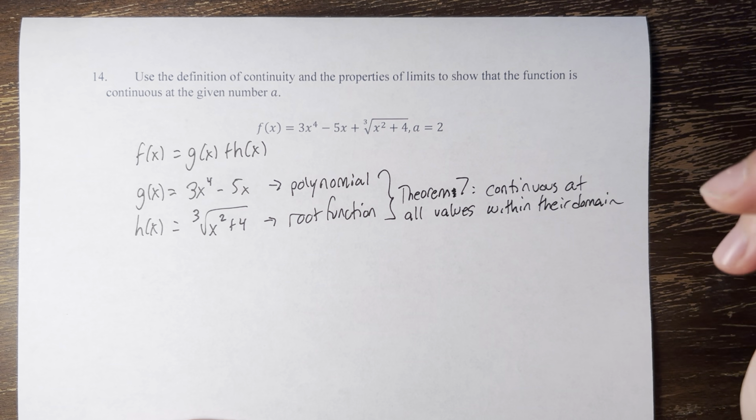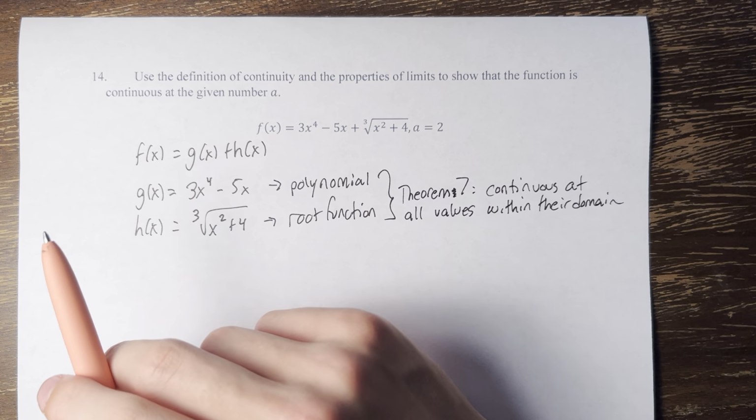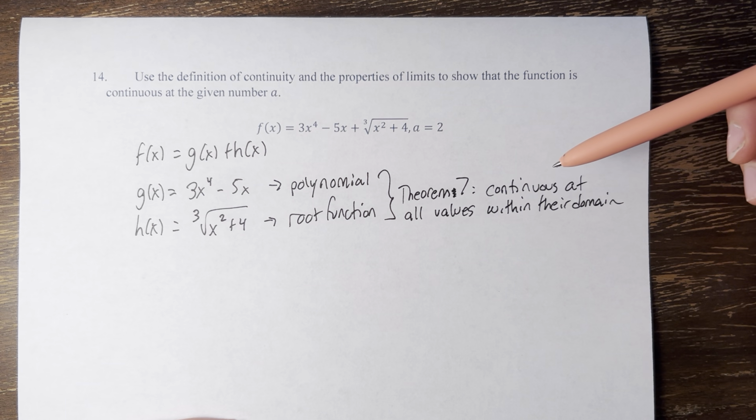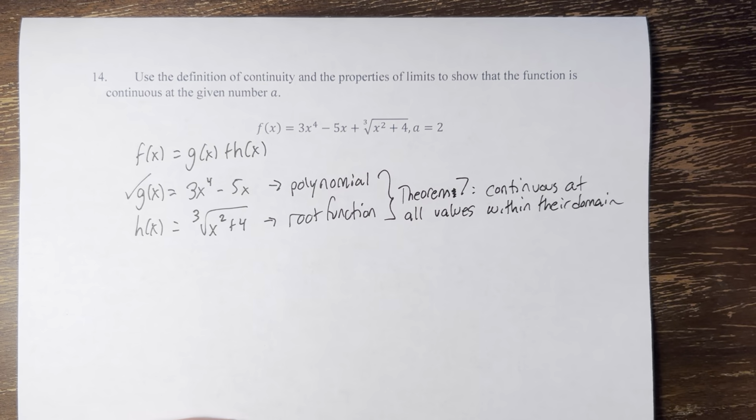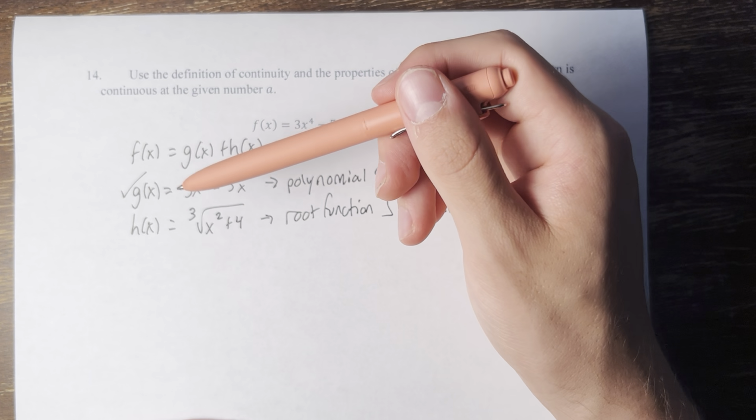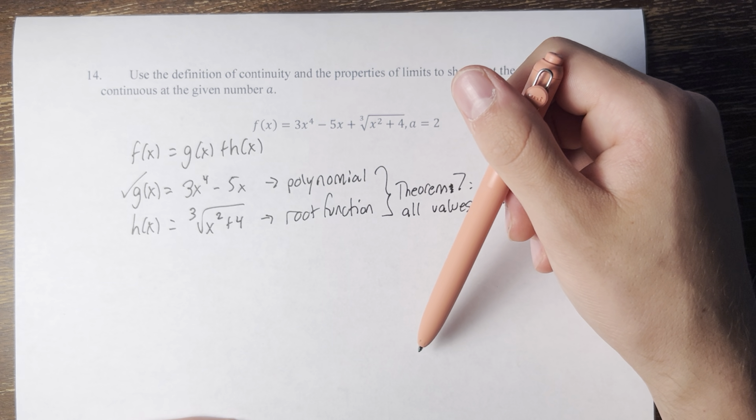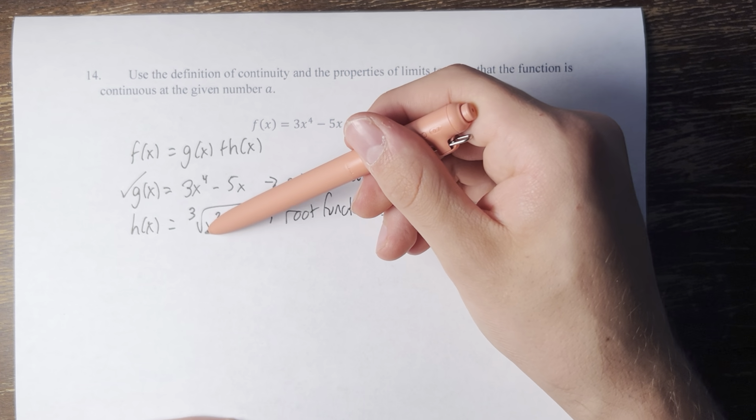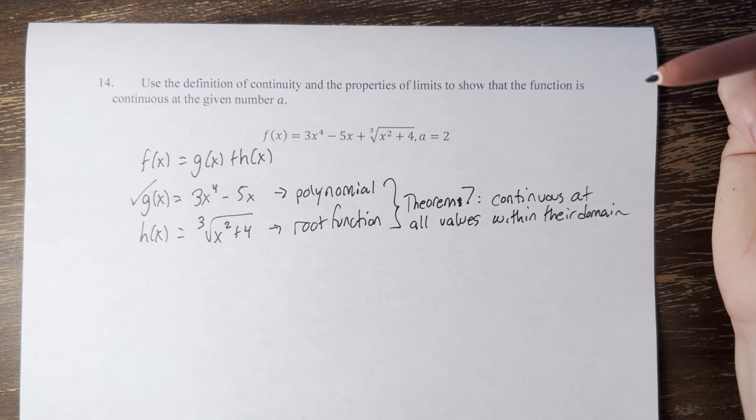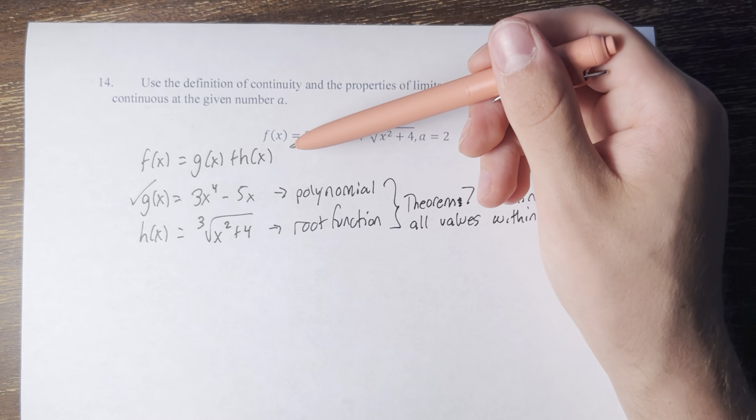Therefore, g of x is a polynomial, so it's continuous everywhere because it has no domain restrictions. So g of x is continuous everywhere. And h of x is an odd root, therefore it is continuous everywhere. If it was an even root, then we'd have some restrictions about not being able to take the square root of a negative number, for instance. But since it's an odd root, we can take the odd root of any number.